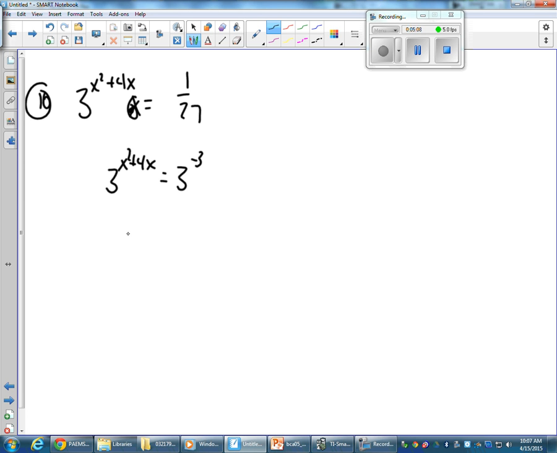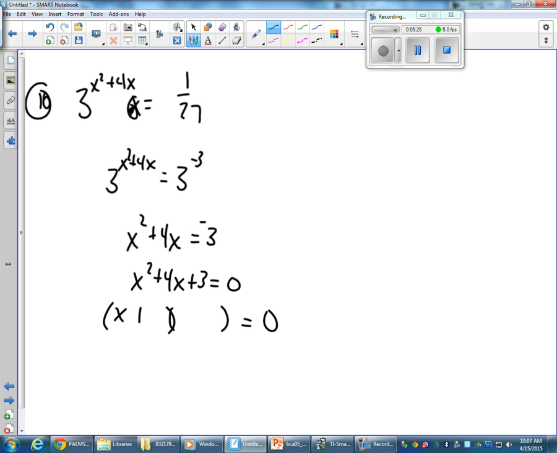Now the bases match, so I need the exponents to match. So I get x squared plus 4x equals negative 3. It's quadratic, so I'm going to add 3, set it equal to 0. This can factor. It's where all that work on polynomial functions comes into play, and quadratic functions. So x plus 3, x plus 1. So when I solve it, I get x is negative 3 and x is negative 1.